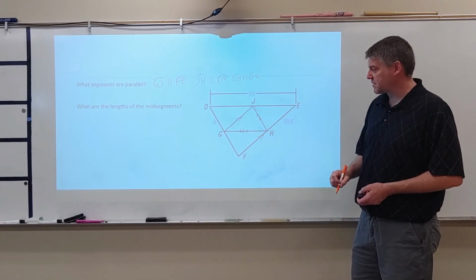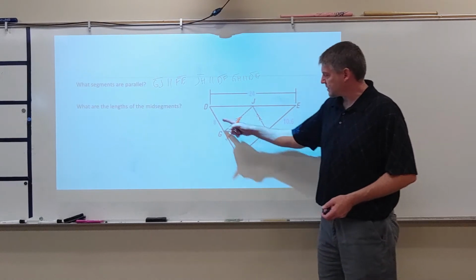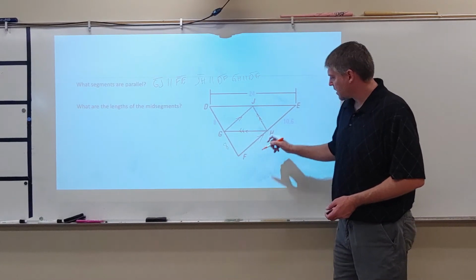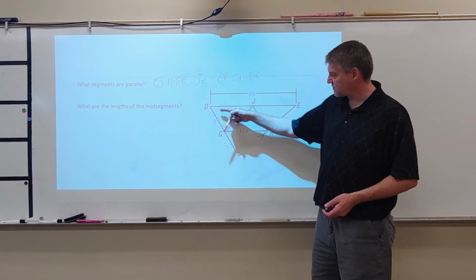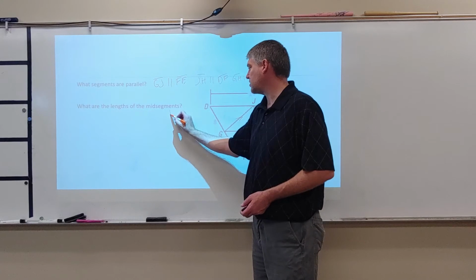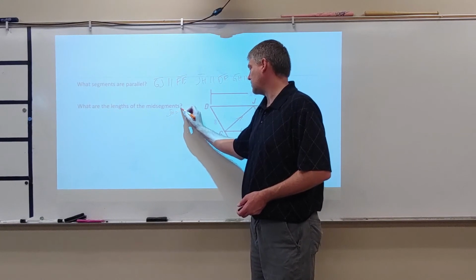What are the lengths of the mid-segment? Notice here that DG is 8, which forces this to be 8. JH is half, so it's actually equal to one of these. So JH is equal to 8.